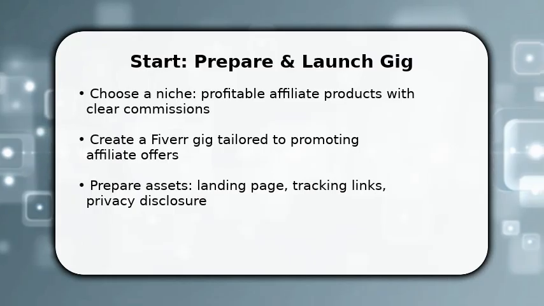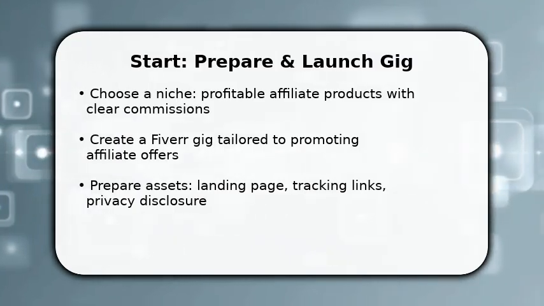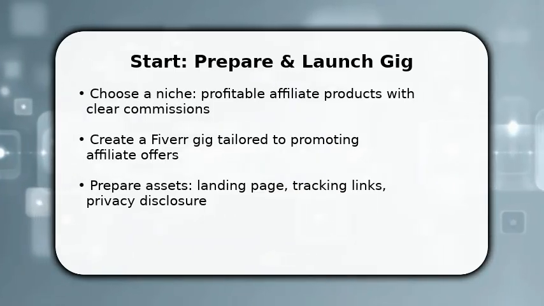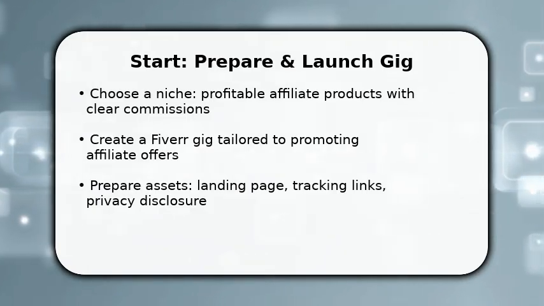You begin by selecting a niche with clear commissions and buyer intent. Focus on products that convert. Next, create a Fiverr gig offering affiliate marketing services, describe deliverables, timelines, and required client info.